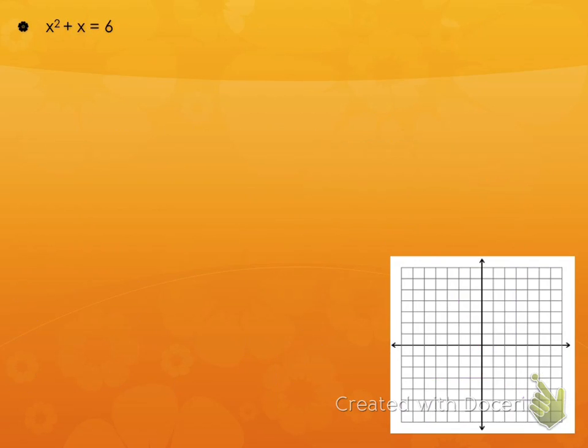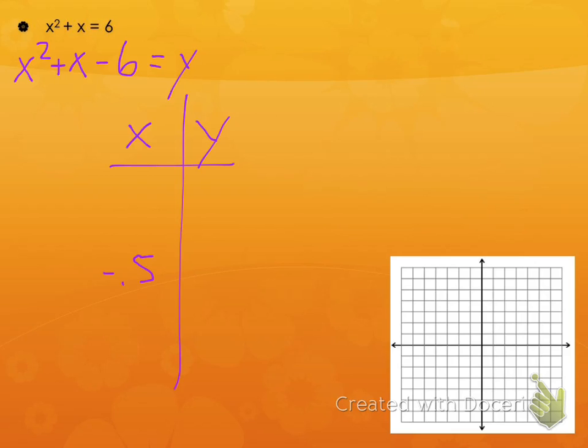This next one's a little more difficult. I have x squared plus x, and I'm going to make this x squared plus x minus 6, because I'll subtract the 6 to the other side, is equal to y, so I'll graph that. My vertex happens at negative 0.5, and then negative 1 and negative 2, and then 0 and positive 1. So I should get negative 6, negative 6, negative 6.25. Then this is negative 4.